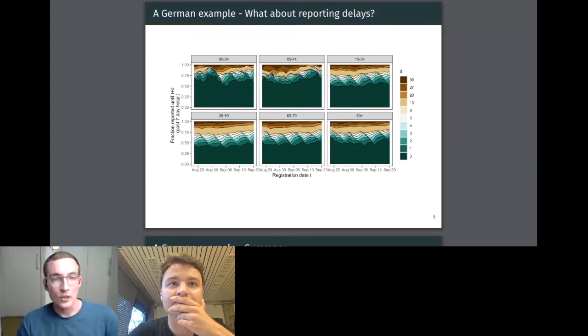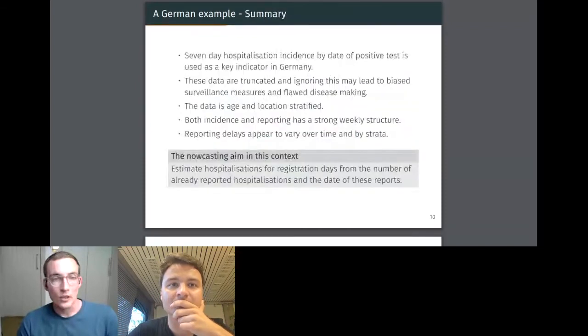So yeah, to summarize this German example, we've got 7-day hospitalization incidents by date of positive test. It's a key indicator in Germany. The data is truncated, ignoring the simulated bias for fraud, well, not disease, decision making. The data is age and location stratified, and both the incidence and reporting has a strongly weekly structure, and those appear to vary over time.